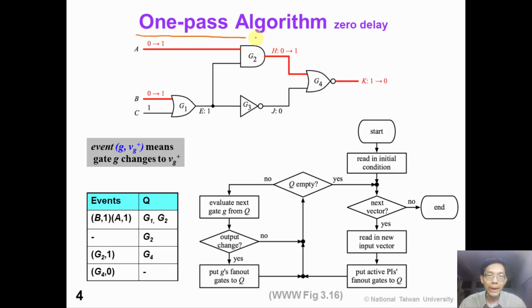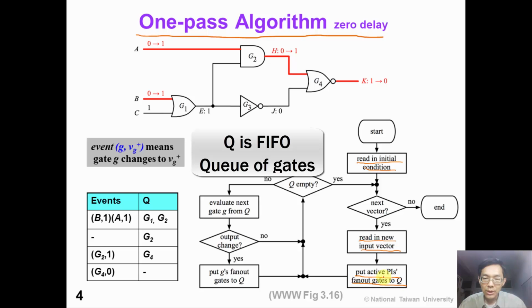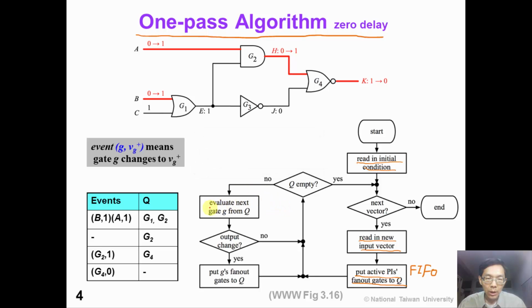Now we present the one-pass algorithm with zero delay. First, we read in the initial condition of the circuit and we fetch a new input vector. We put active primary inputs' fan-out gates into a queue, which is a first-in, first-out queue. And then every time we evaluate a gate from the queue, if there is no output change, we simply ignore this event. If there is an output change, we put G's fan-out gates into the queue. This process is repeated until there are no more gates in the queue.